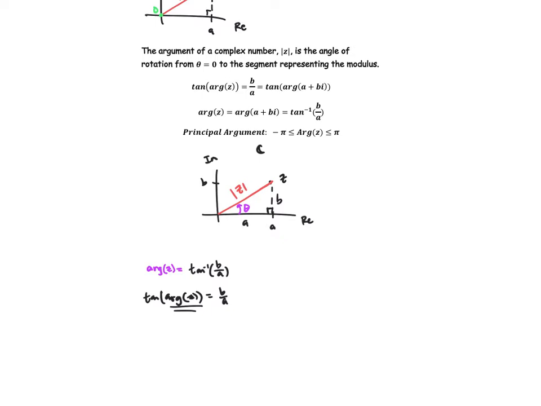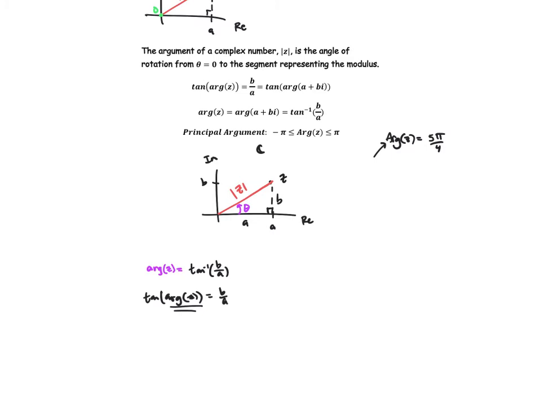Now, in many cases, the principal argument may be requested. Okay, and the principal argument is bounded by negative pi to pi. Therefore, an answer like, let's say, 5 pi over 4 could not exist as an answer if you're prompted for a capital A argument of z. Okay, since that does not land within the principal argument range.